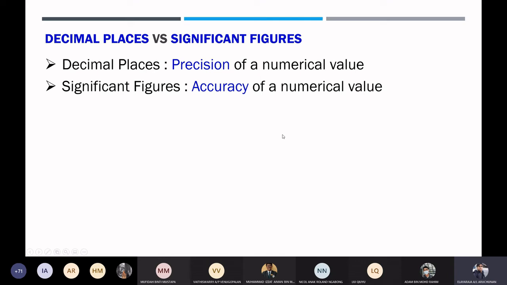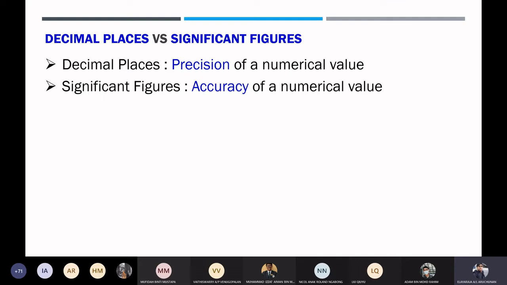All right. When you come to significant figures and decimal places, there are two types of accuracy. One we call precision. The other we call accuracy. There is a difference between precision and accuracy. What does precision mean?